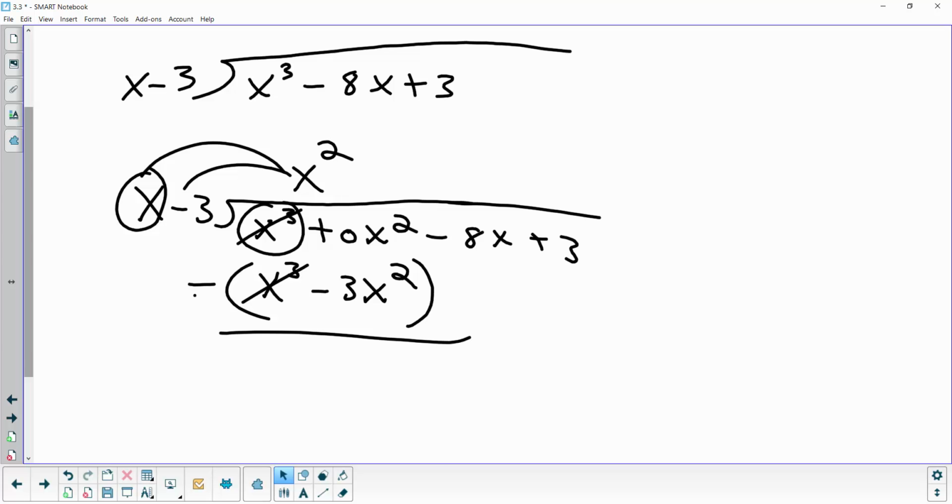Ethan, 0x squared minus negative 3x squared. It's 3x squared. 3x squared. Right. And Ashley, what do I do now to start the next round of this process? Drop down the negative x. Can you tell me what I'm bringing down again? The negative 8x. Yes. So bring down the negative 8x, and now we'll do it again.